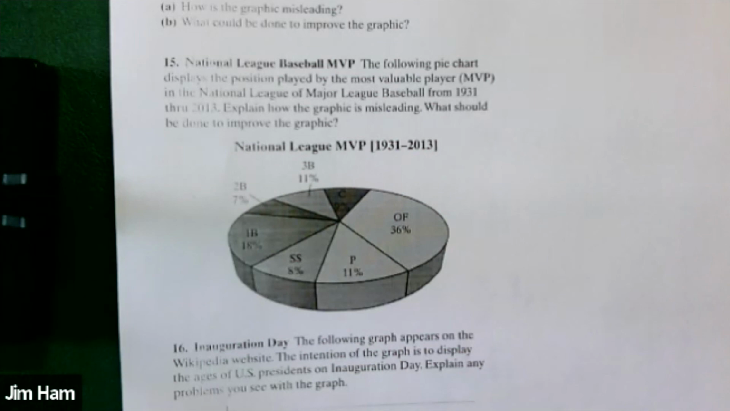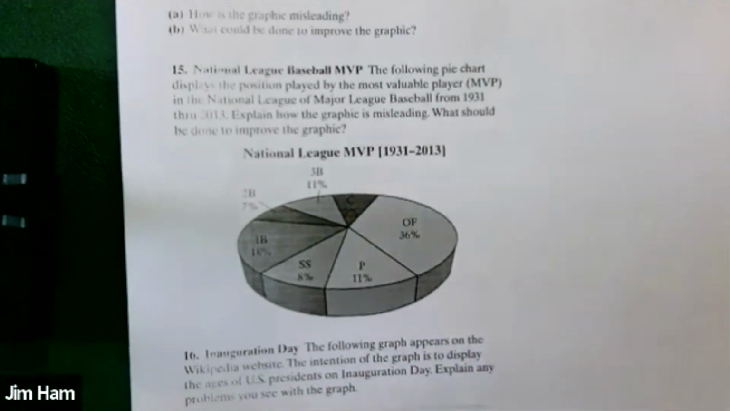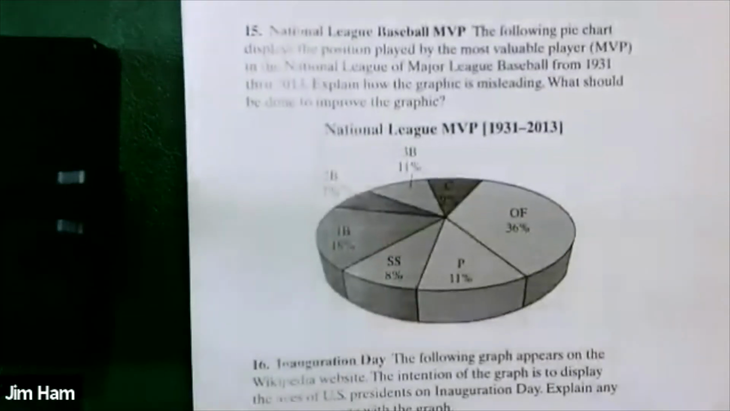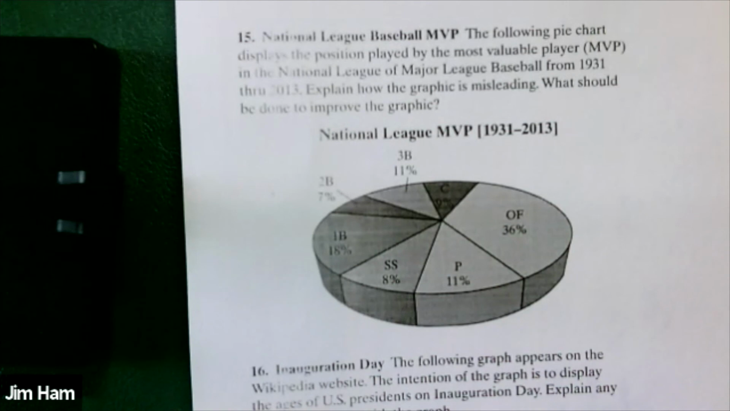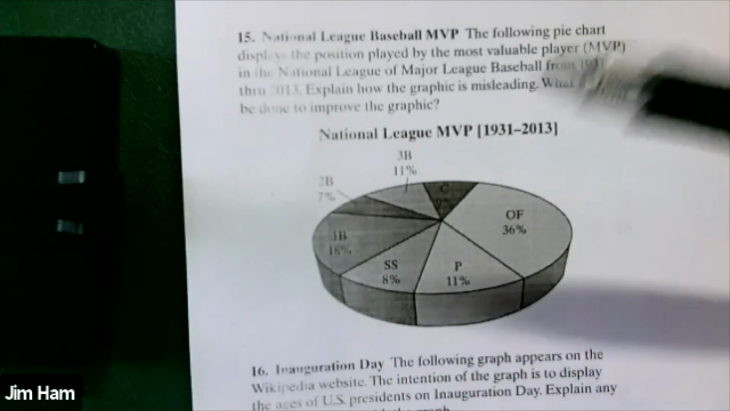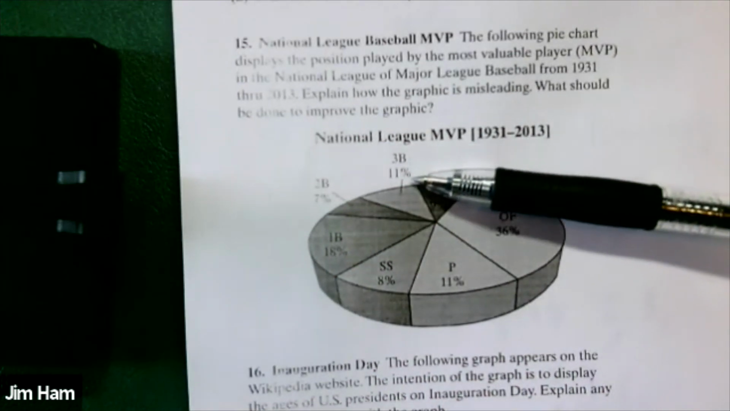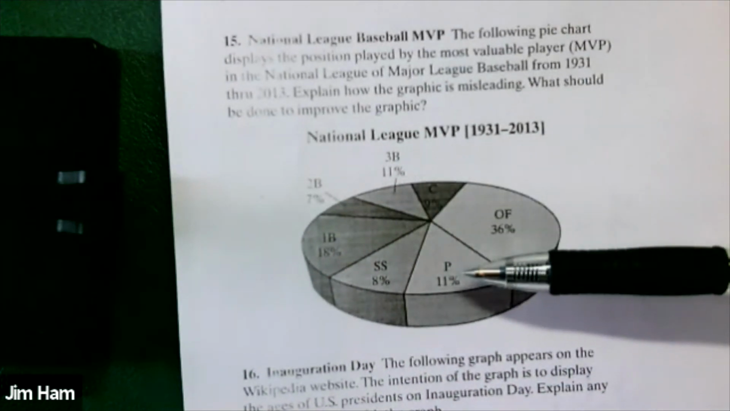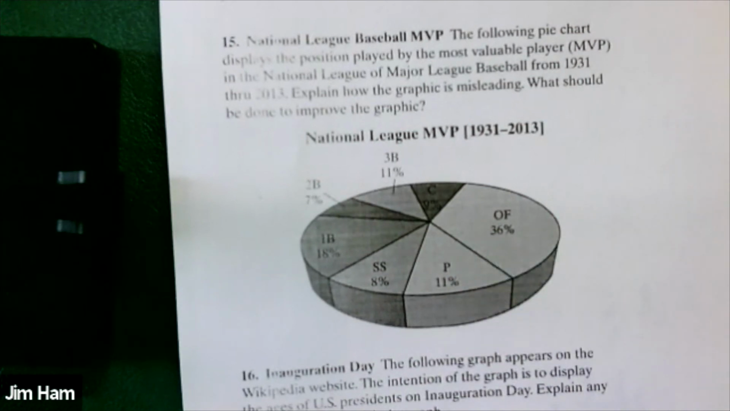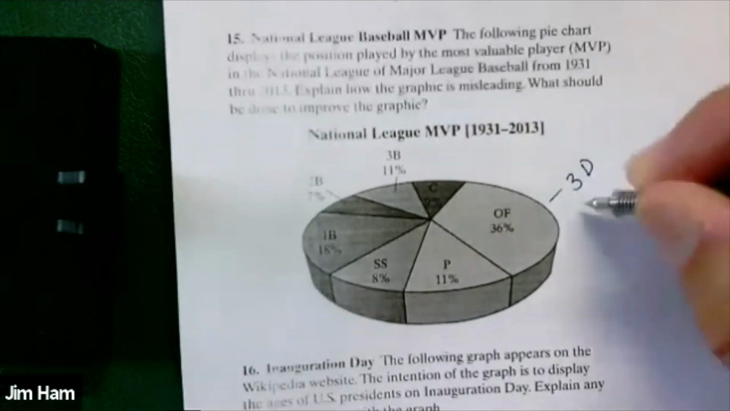And this is an example of something you should just avoid: 3D graphs, 3D pie charts in this case, because it's distorted. If you look at the third baseman back here, that's 11%, and then the pitchers up here, 11%, those should be the same size slice. And they're not. It looks like pitchers win the MVP much more often than the third baseman, but they should be the same. So it's misleading because of the 3D format.